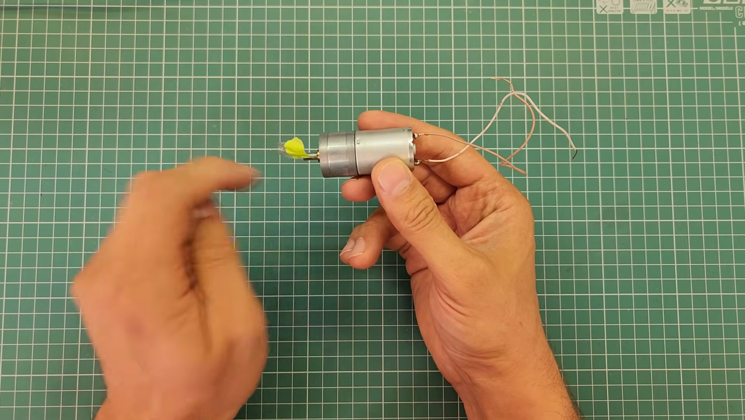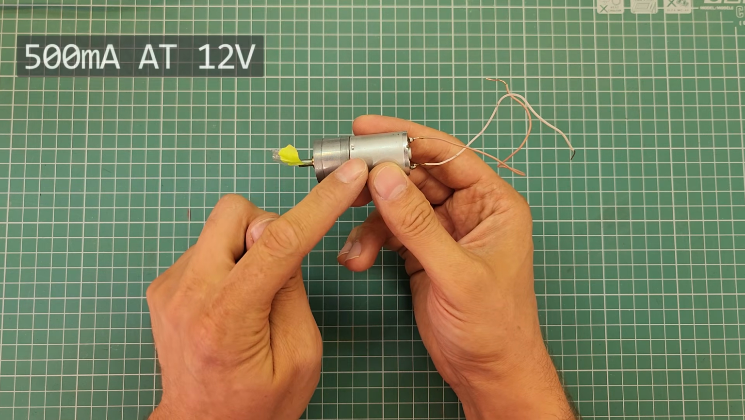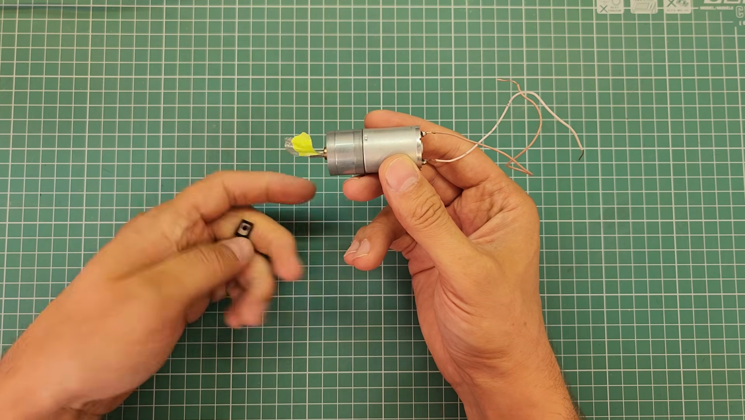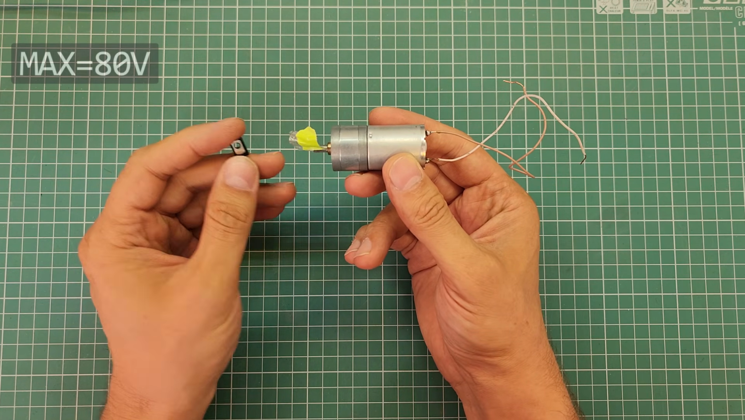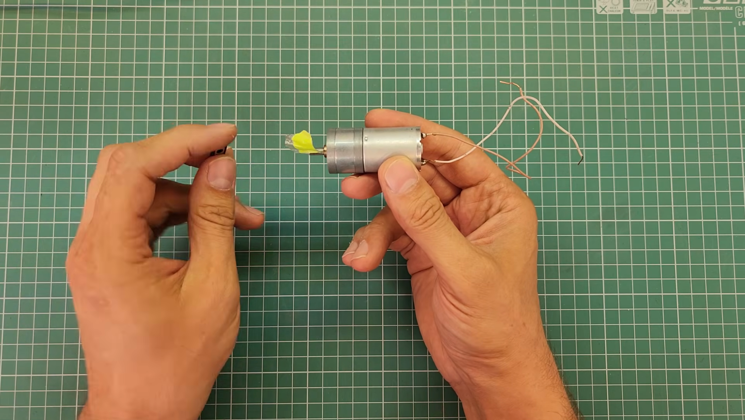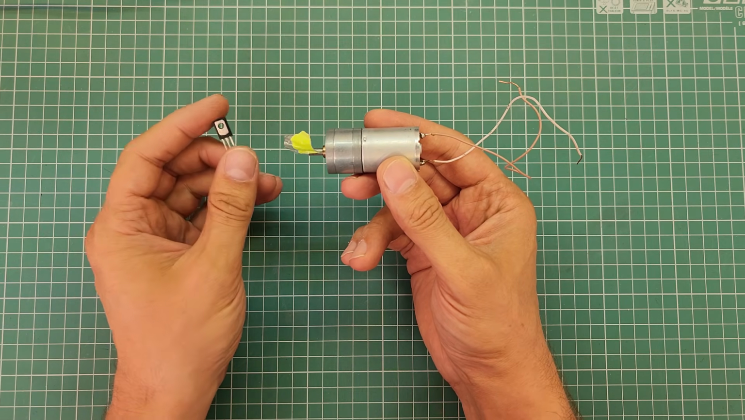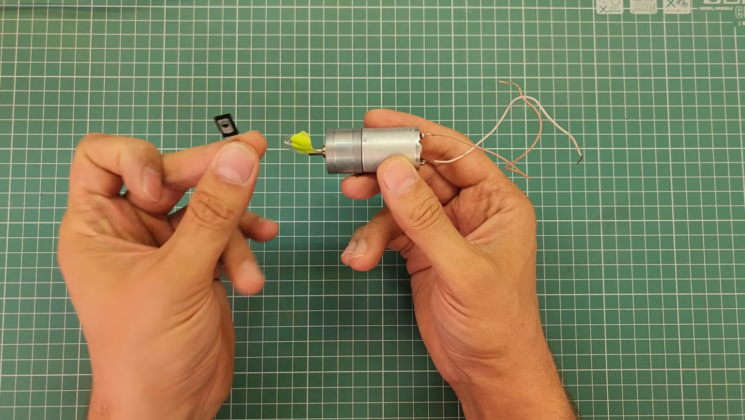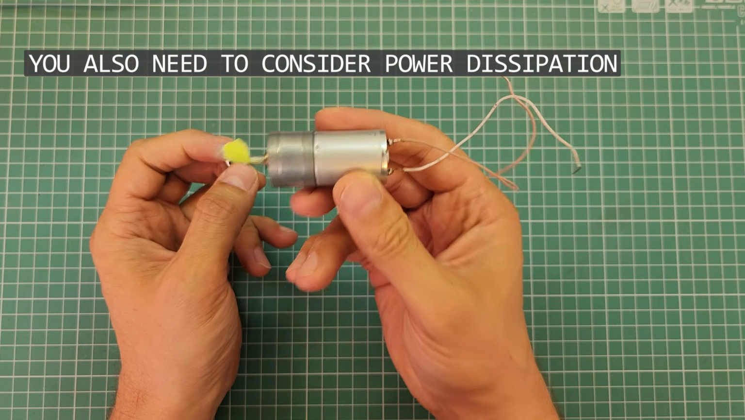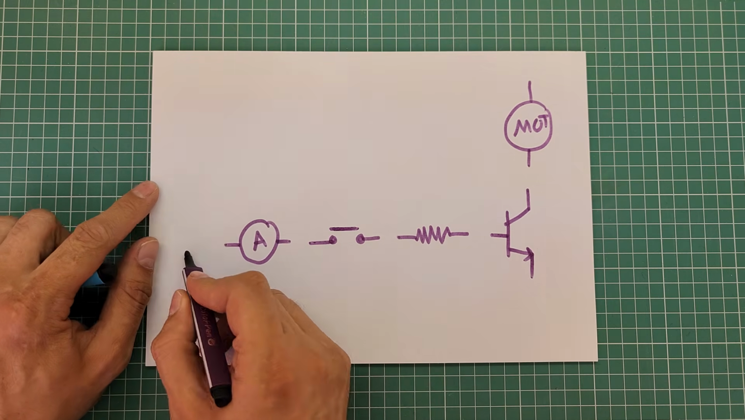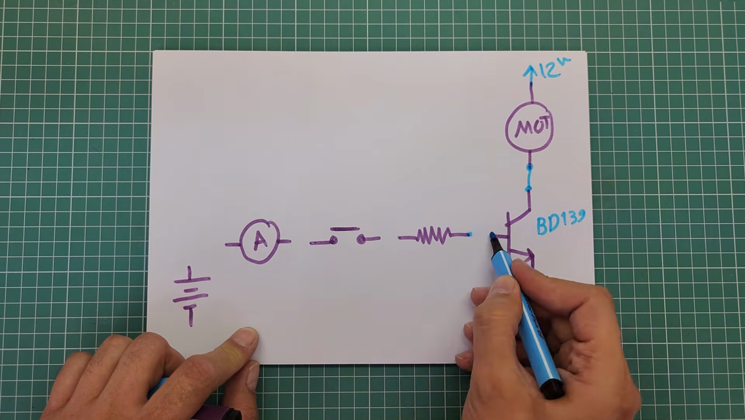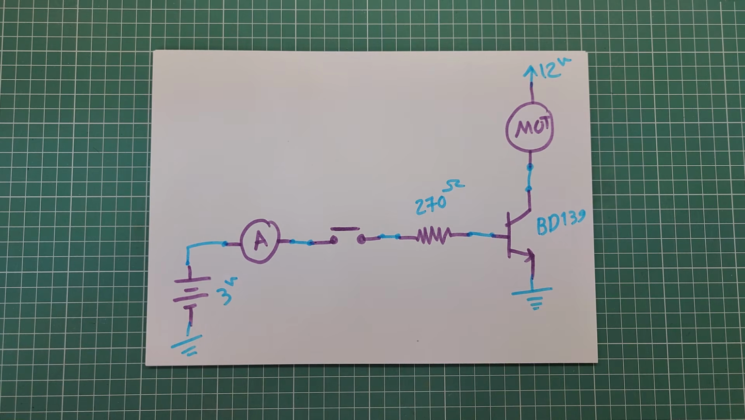This DC motor draws maximum 500 milliamp at 12 volt, and this BD139 BJT transistor can withstand maximum 80 volt on its collector emitter junction and handle 1 ampere of collector current. So this transistor seems to be suitable for switching this DC motor on and off. Since BD139 is an NPN type BJT, it is better to use it to switch ground voltage.